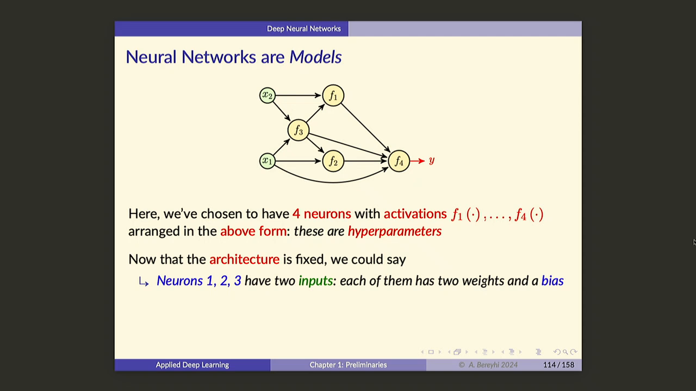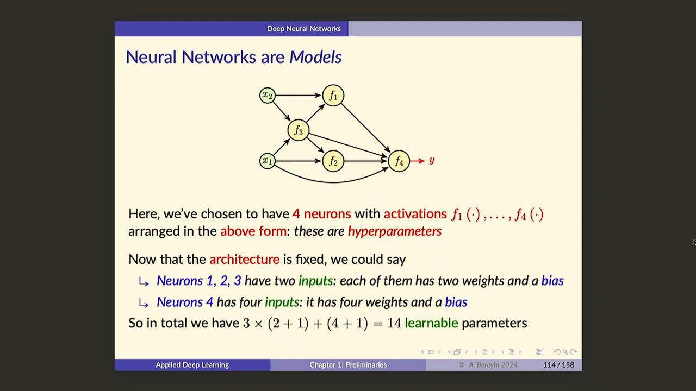And what about F4? 5. It has 4 different inputs plus a bias. So you're going to have 5 parameters. And then you can just do the calculation. So you have 14 different parameters, 14 different weights and biases that you need to learn, yeah?